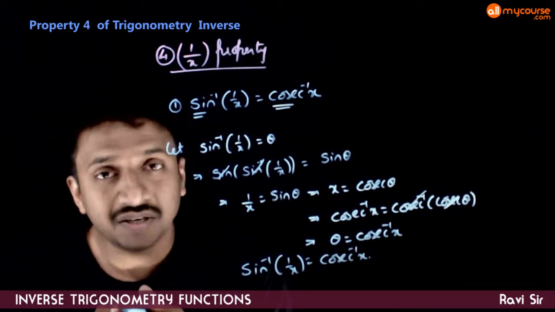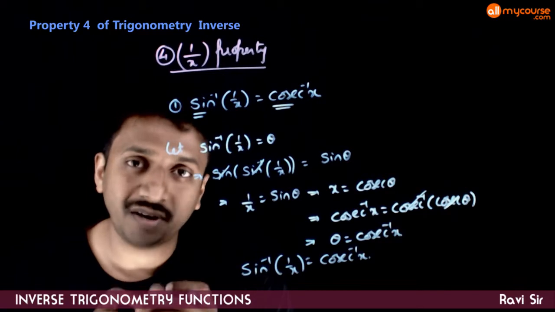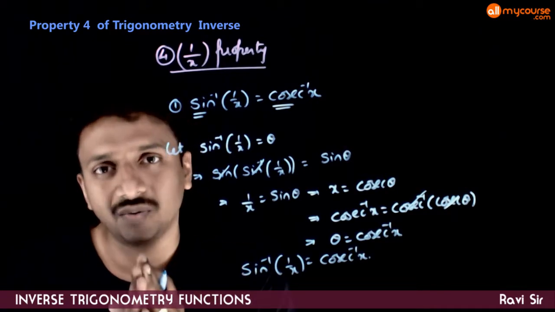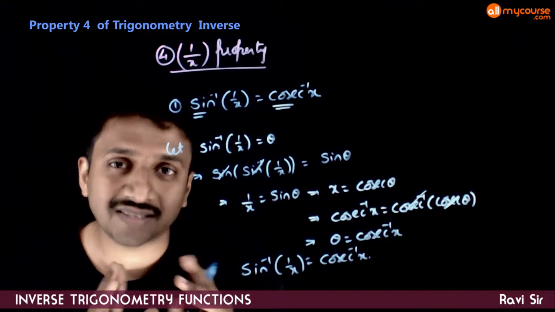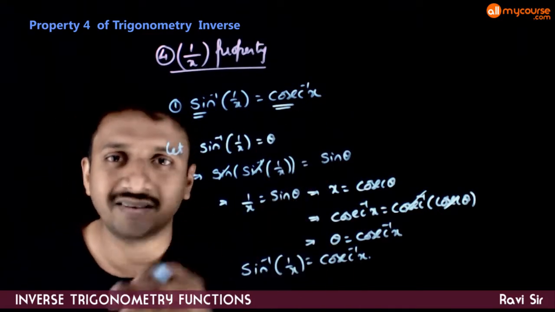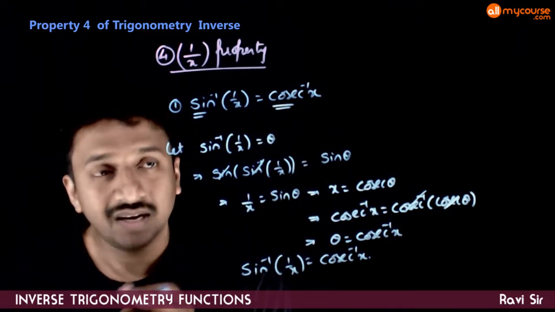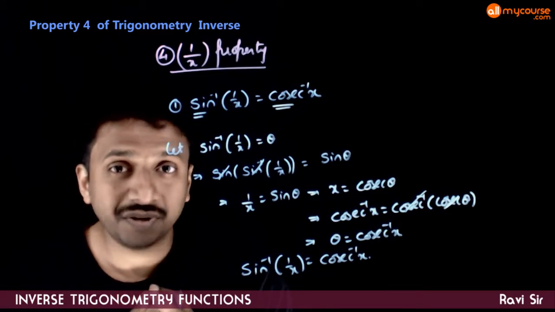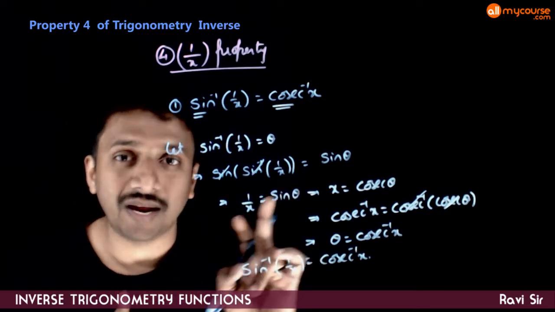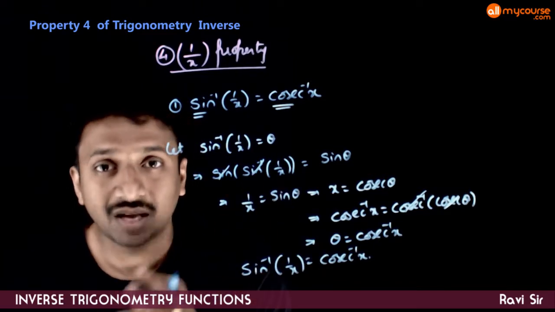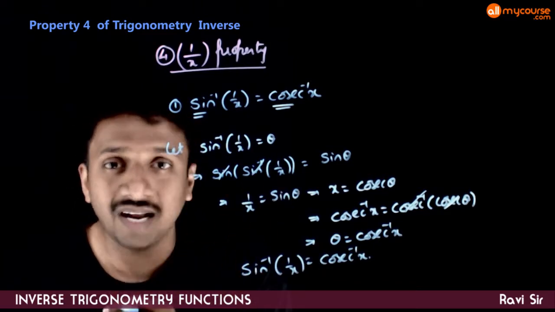A similar derivation can be done for cos inverse of 1 by x is equal to secant inverse of x, because both the ranges are the same, so you get exactly the same derivation. Now let us go for the derivation for tan inverse of 1 by x. Let us see why you get two different formulas corresponding to positive x's and negative x's.